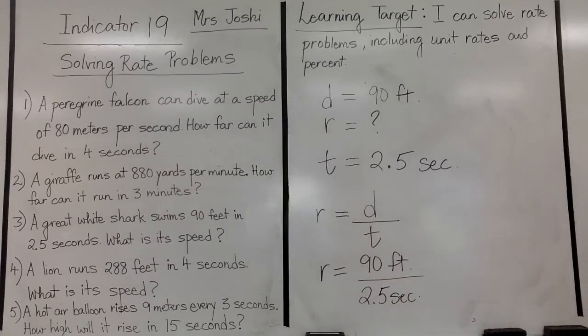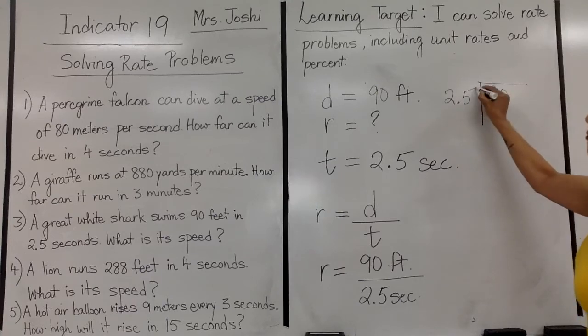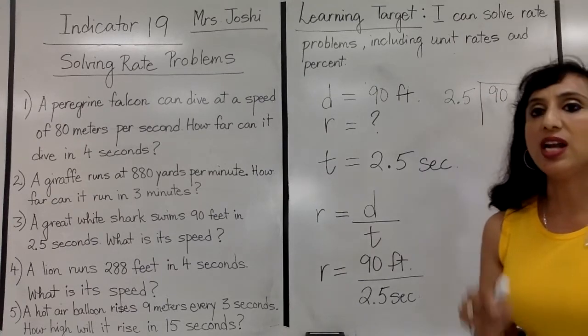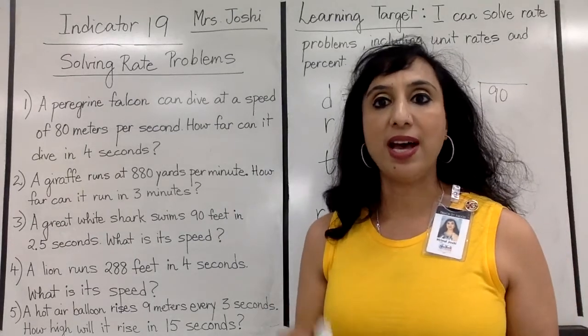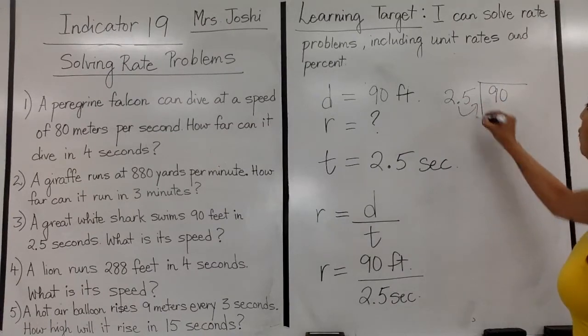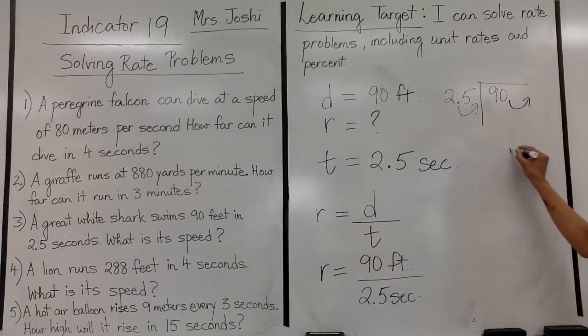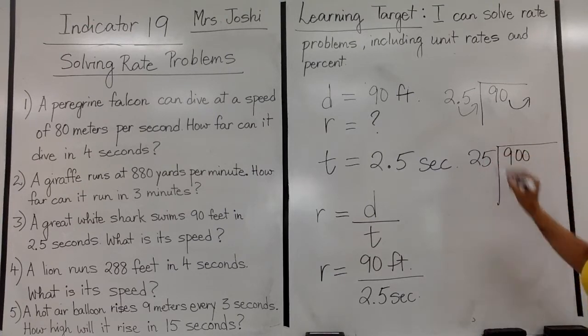Okay, now you cannot leave it like this. You have got to simplify this. So I do 90 divided by 2.5 or 2 and 5/10. We have done dividing by decimals and the divisor cannot have a decimal. So we've got to get rid of that. So we move one place to the right. And if I do that, I go to the end of the whole number, move one place to the right also. So now I get 900 divided by 25, and then I'm going to start doing the math.